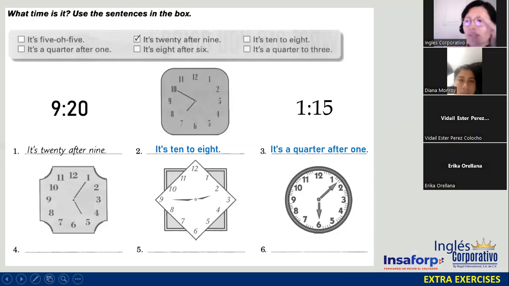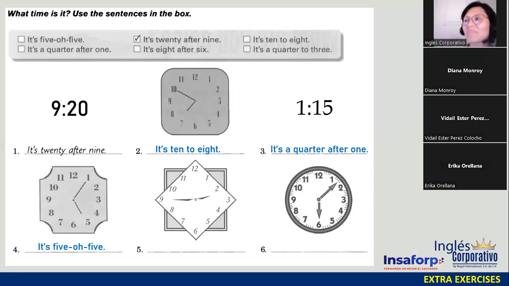Okay. Number 4. What time is it? It's 5:05. Muy bien. Number 5. What time is it? It's a quarter to 3. Hey, very good. Muy bien. What about number 6? It's 8 after 6. Muy bien.